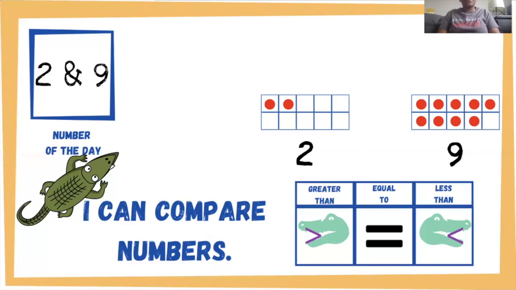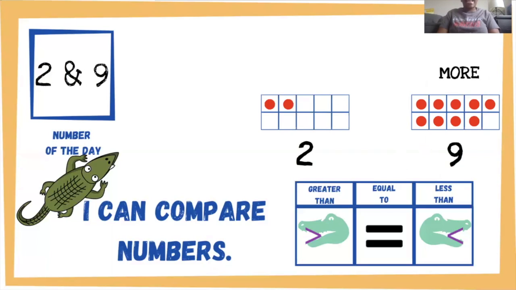In order to compare these numbers, we need to figure out which number is more. We can figure out which number is more by looking at our tens frame and figuring out which frame has the most dots in it. Can you find the frame that has the most dots? That's right. Our frame with 9 has the most dots, which means that 9 is more.